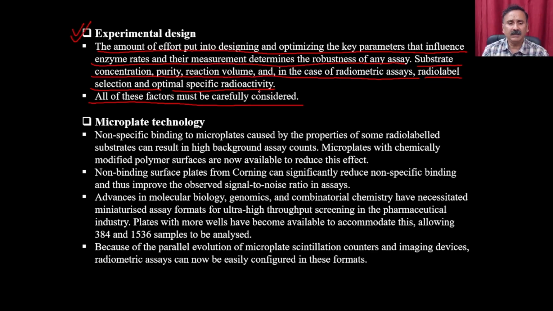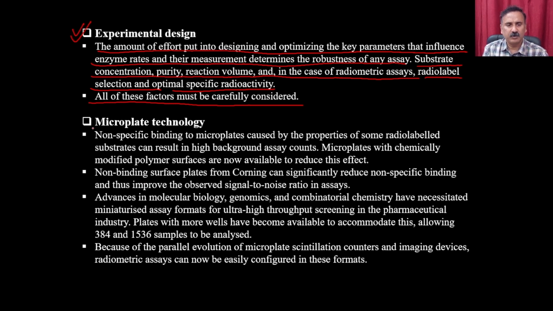So when you want to perform radiometric assays, you have to design the experiment very nicely so that you can reduce the background of the reactions, and you can also choose the different types of radiometric assays and radiolabels, whether you want to use tritium labeled or carbon 14 or any other molecules, such as sulfur. And then you are going to use the technology.